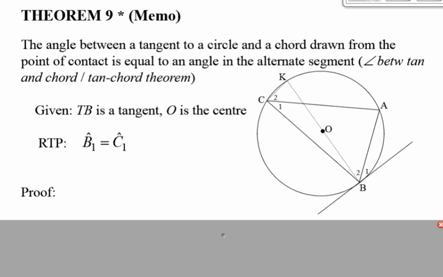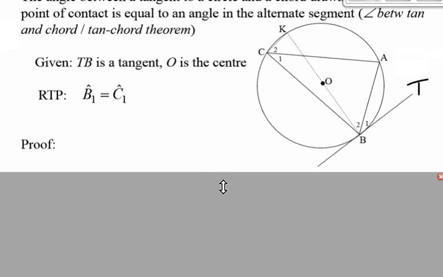Now we've been given that TB is a tangent, and you'll see in your notes that T has been forgotten, so let's just pop a T in there. TB is a tangent and O is the center of the circle. And we are in fact required to prove, at the end we want to have proven that this angle B1 is equal to that angle C1. We can't assume it, that's going to be our conclusion at the end. Okay, so let's take those out. Cool. So let's see how we go about doing this proof.